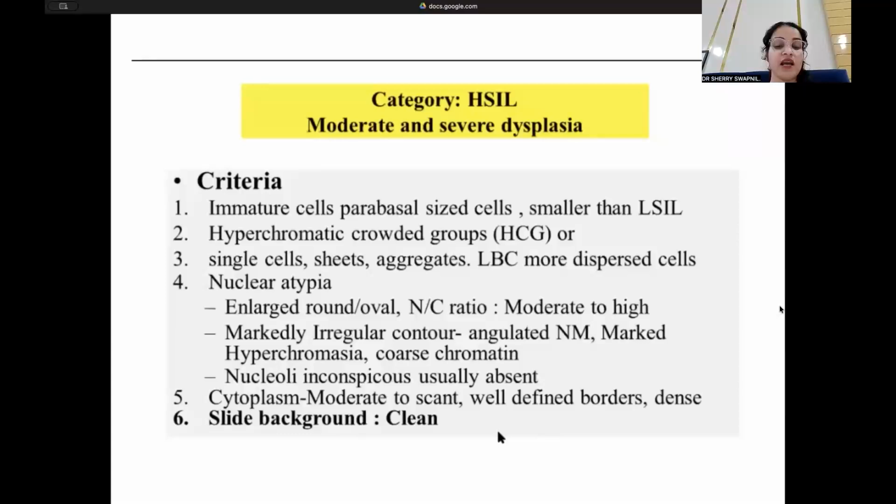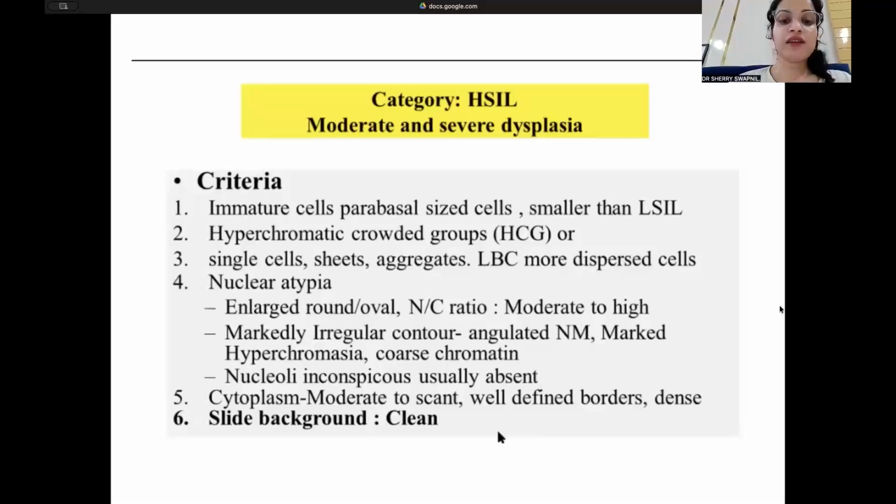Compared with ASC-US or low-grade squamous intraepithelial lesion, it is markedly increased because the cytoplasm is scant and the contour is very irregular. The nuclear membrane and nuclear contour are irregular. The chromatin is hyperchromatic with uneven distribution, and coarse. Nucleoli are inconspicuous, generally we say absent. Cytoplasm is scant to moderate.